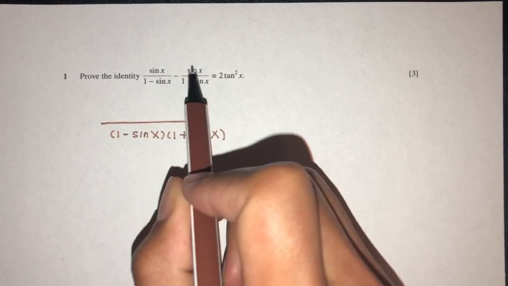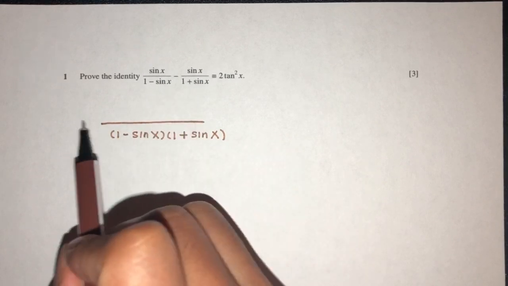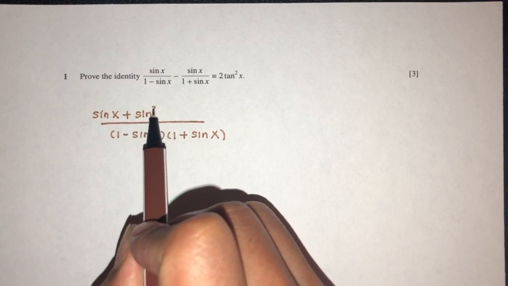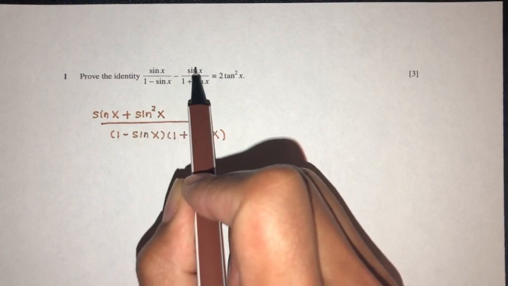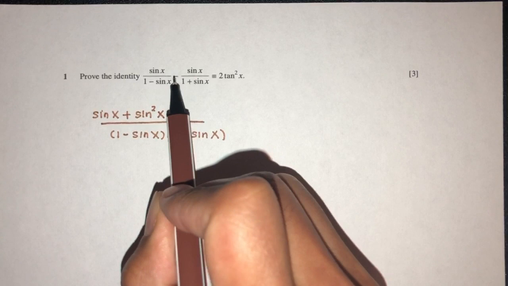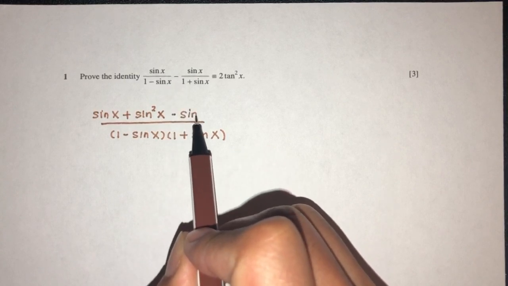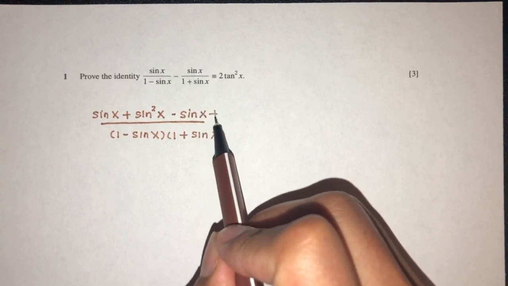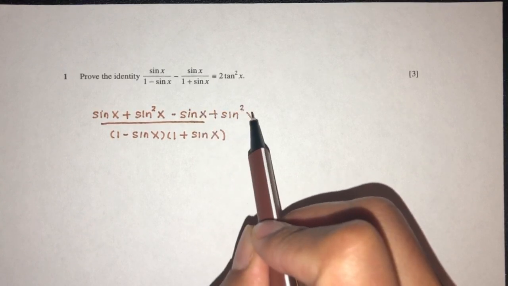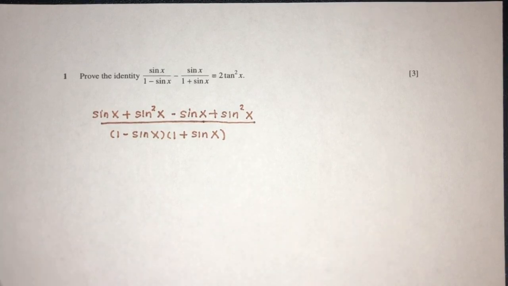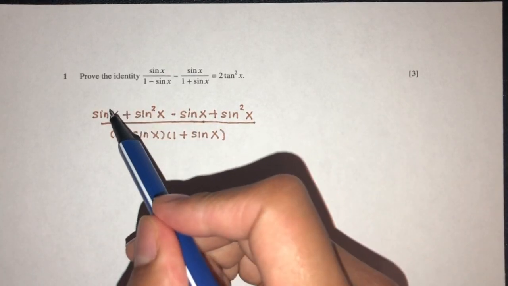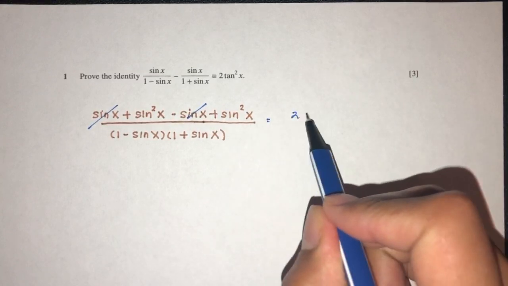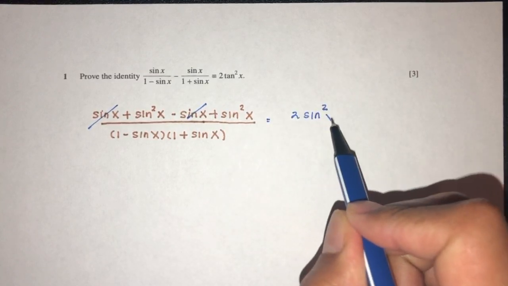Then cross multiply them. So first this times this will give you sin x plus sine square x. And then this times this. Here we have minus, obviously we have to be careful. It will be minus sin x and plus sine square x. Okay, so now we have to simplify. Obviously this and this will cancel out, right? And then on top you will have 2 sine square x.